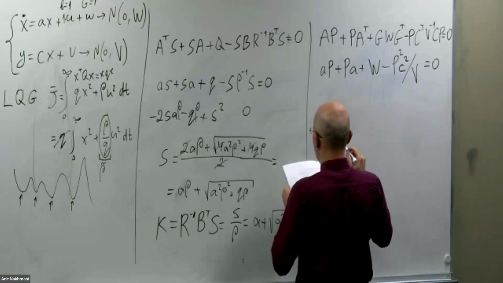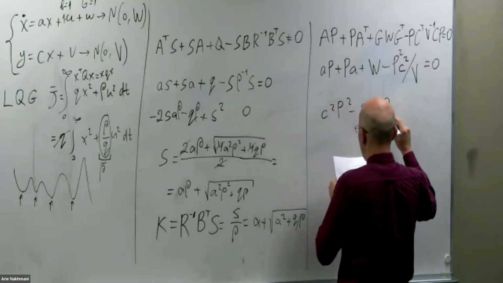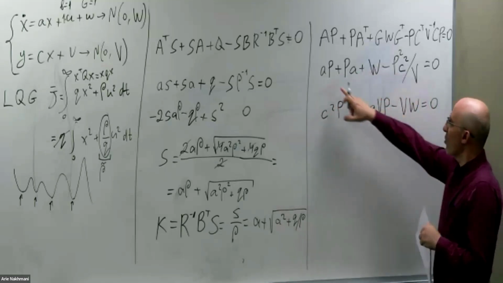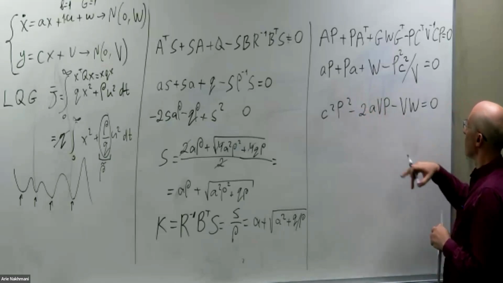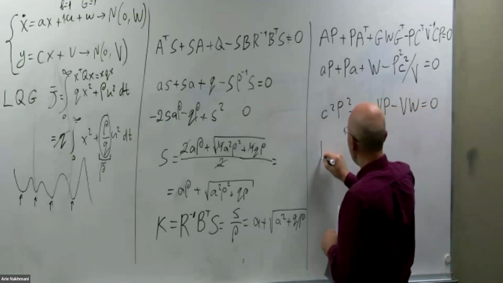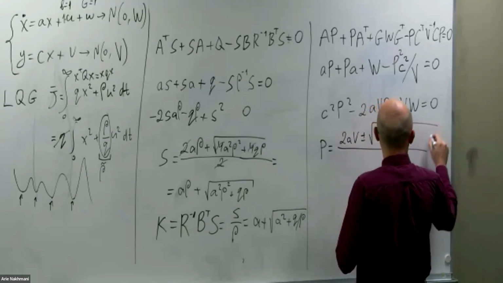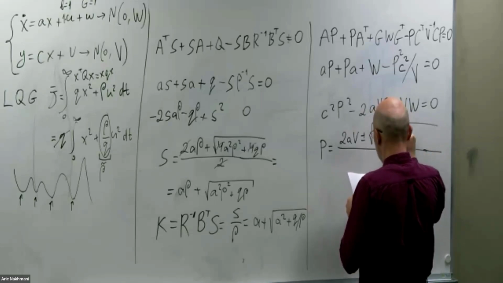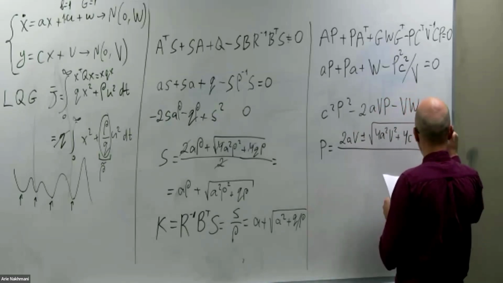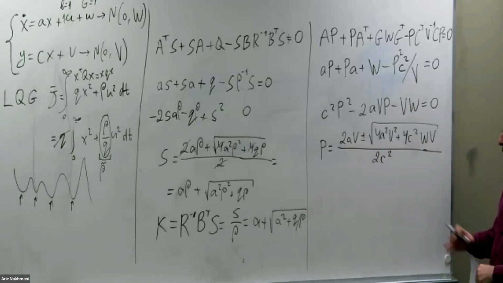So this is what you'll get: C squared P squared minus twice A B P minus B W equals 0. I'm just multiplying all of that by V, and combining these two together gives twice AP. Okay, we get the quadratic equation. Now I need to find P. So P will be the solution of the quadratic equation: 2AB plus or minus the square root of 4A squared B squared plus 4C squared B W, divided by 2C squared. That's the form of a quadratic equation solution.